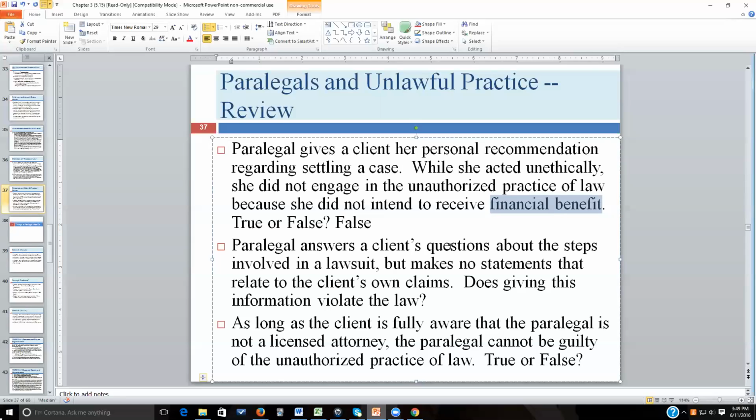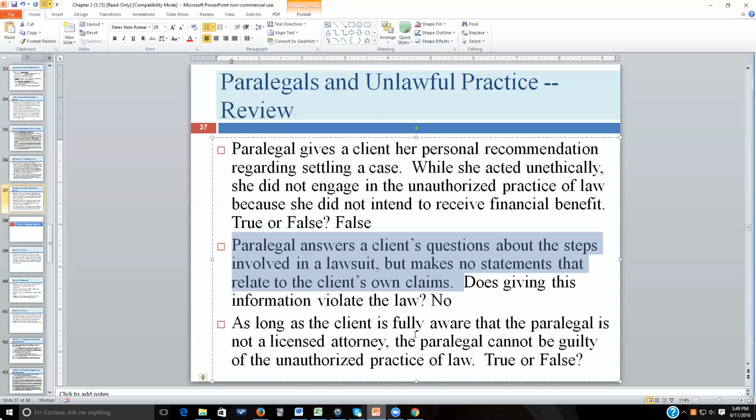A paralegal answers the client's questions about the steps involved in the lawsuit, but makes no statements that relate to the client's own claims. Does giving this advice violate the law? False. Or I'll say no, I guess. And this is an example where you have to have a lot of legal knowledge to do this, but it doesn't count as legal advice because it's not personalized to the circumstances of the client. So explaining the legal process that exists generically, or that applies to everyone, is not legal advice. It's only when you start saying, because of this generic rule, this is how we ought to proceed in your case, that's when you get to legal advice.